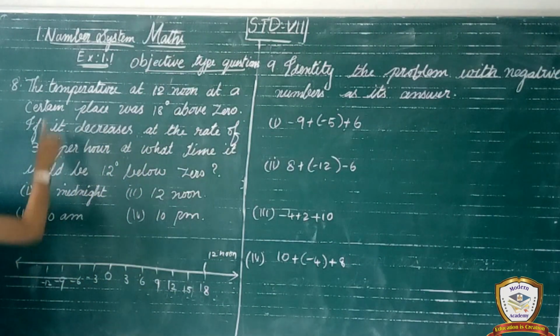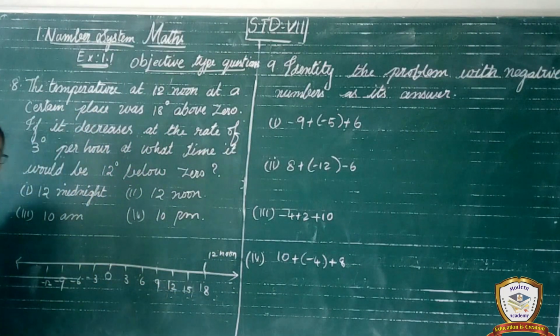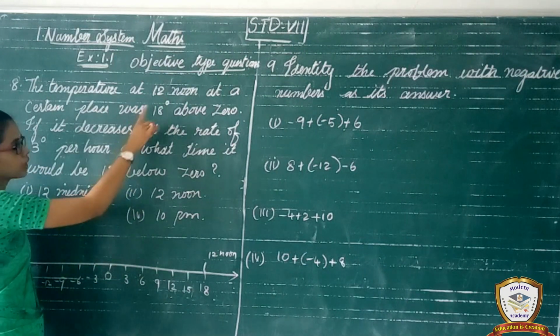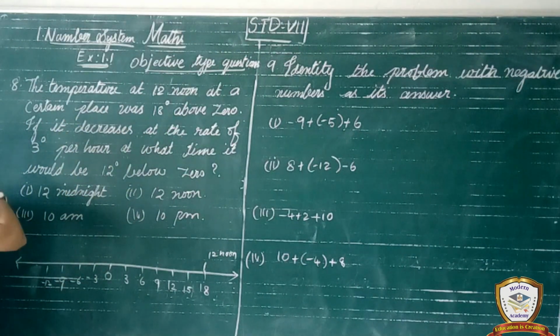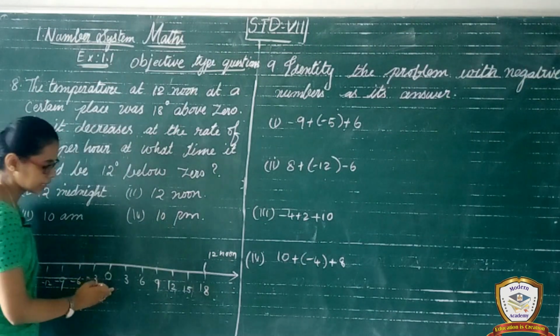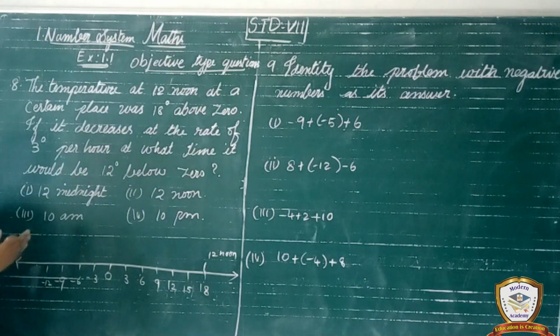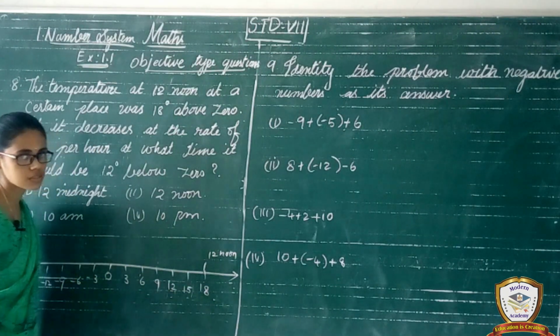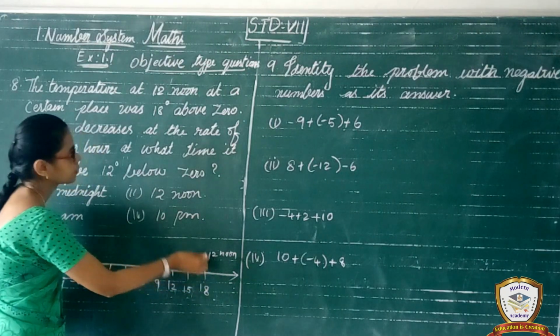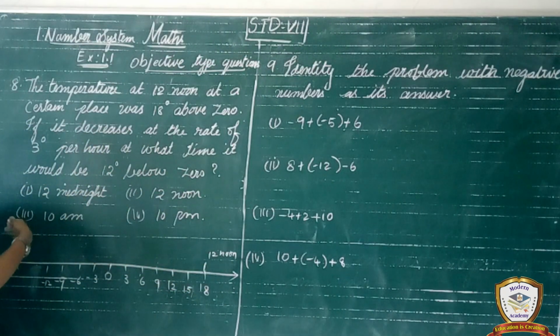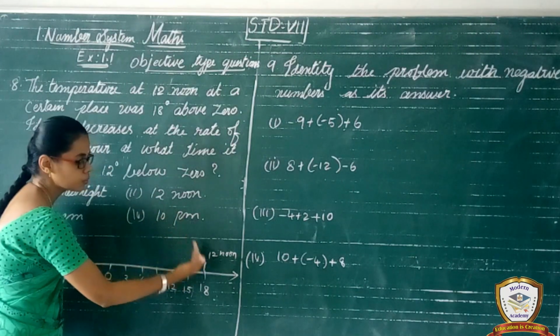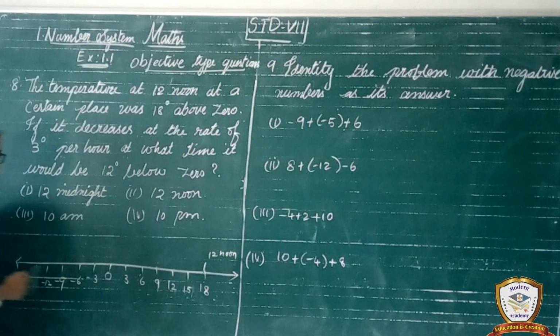Isn't it? That is the first line's meaning, the temperature. So the temperature at 12 noon at a certain place was 18 degree above 0. And if it decreases at the rate of 3 degree per hour, each hour decreases 3 degree. So that's why I can take 3, starting 3, 6, 9, 12, like this. And decrease means this side, downside, moving towards the left side.